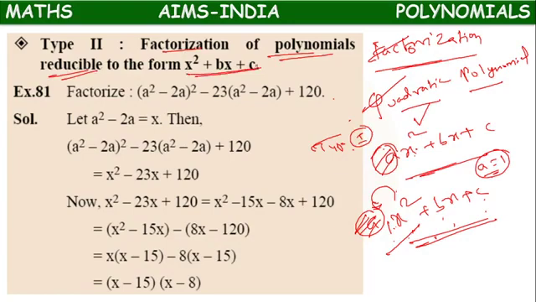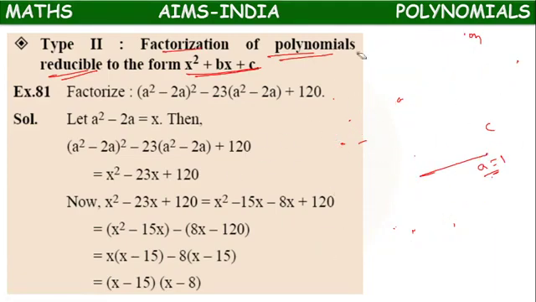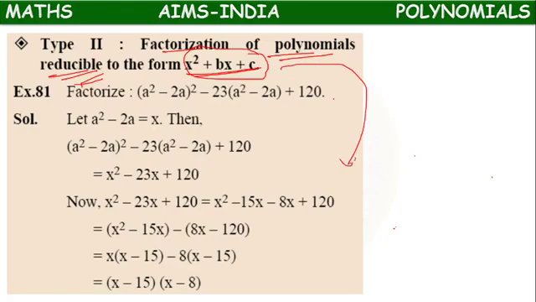Reducible to the form of x square plus bx plus c. So what is reducible here? Why are they using the word reducible? It means the given expression is not in the form of x square plus bx plus c. It is in another form. We are reducing it to the form of x square plus bx plus c, so that according to type 1 we can solve it.